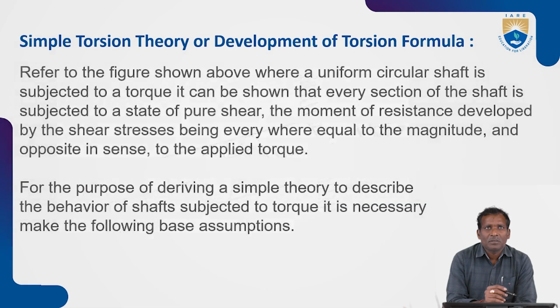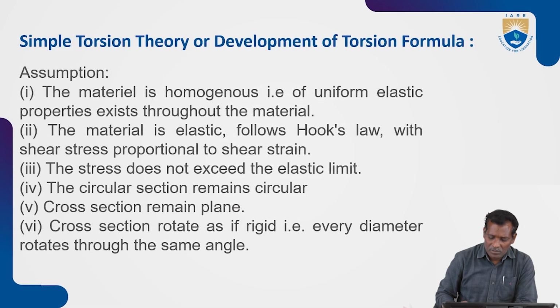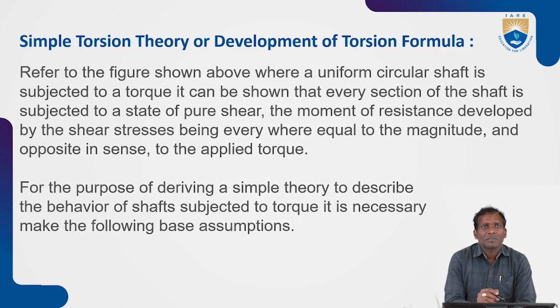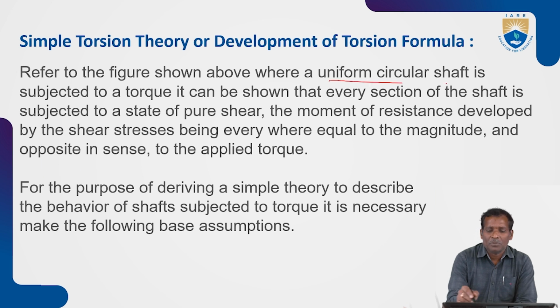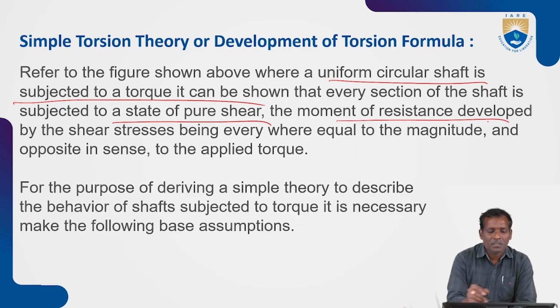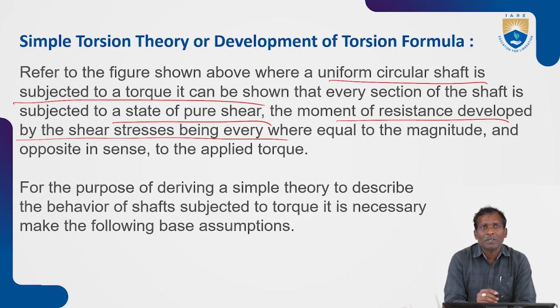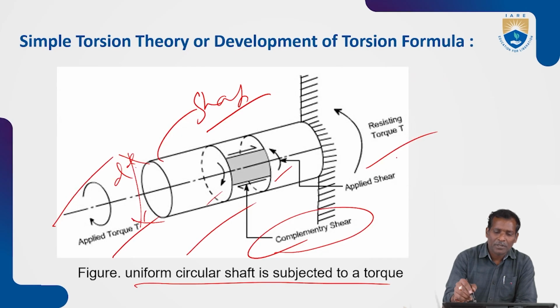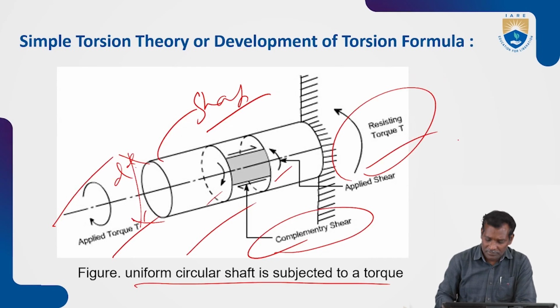From this diagram, we will derive the simple torsion equation. Refer to the figure shown above, where a uniform circular shaft is subject to a torque. It can be shown that every section of the shaft is subjected to a state of force. Here, the moment of resistance developed by the shear stress is everywhere equal in magnitude and opposite in sense to the applied torque, already shown here. The applied torque is opposed by the resisting torque acting.